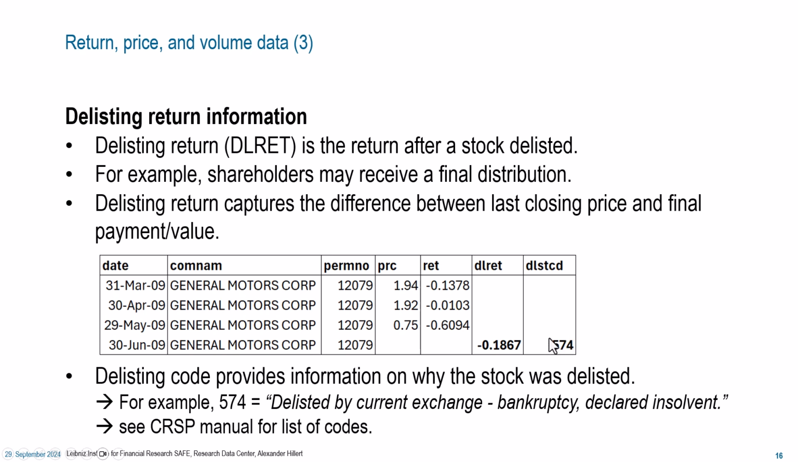And here the idea of the delisting code is that it's a 3-digit number, and the first digit tells you the broad category. For example, 2 would be related to mergers and acquisitions, and 5 would be more related to delistings by the exchange.